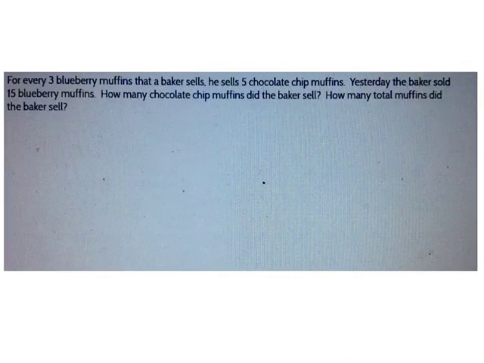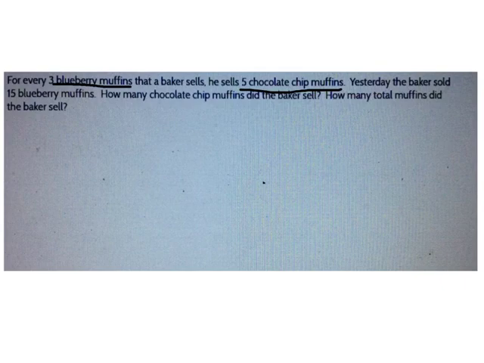We don't always know the total. We have to use the information in our problem to help us. For every 3 blueberry muffins a baker sells, he sells 5 chocolate chip muffins. Yesterday, the baker sold 15 blueberry muffins. How many chocolate chip muffins did the baker sell? How many total muffins did the baker sell?